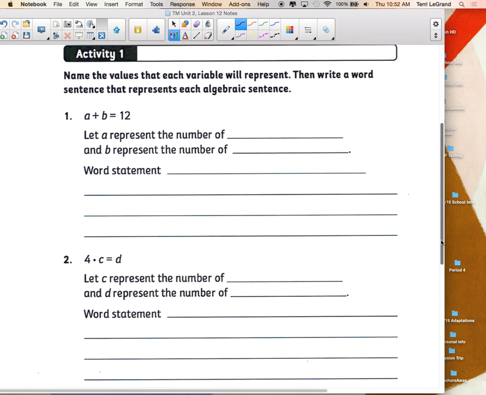I don't want to know what numbers added together equal 12. I want to know what kinds of things could we add together and talk about as a story and get 12. Foxes and raccoons, that's what I put. Foxes and raccoons. Okay, so let A represent the number of foxes. And then B would be the number of raccoons.